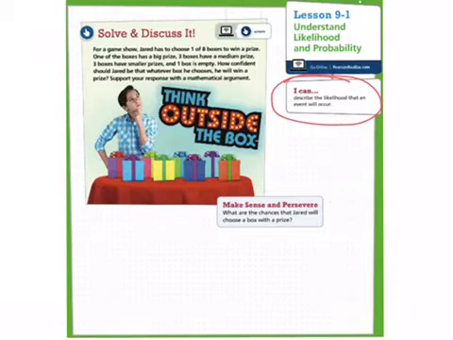Solve and discuss it. For a game show, Jared has to choose one of 8 boxes to win a prize. One of the boxes has a big prize, 3 boxes have a medium prize, 3 boxes have smaller prizes, and 1 box is empty. How confident should Jared be that whatever box he chooses, he will win a prize? Support your response with a mathematical argument.